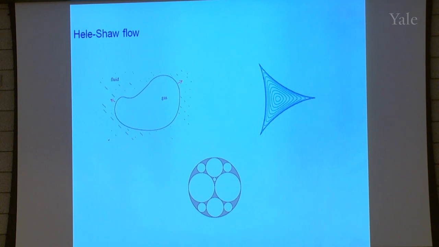Finally, let me mention that there's such a thing as Hele-Shaw flow, and under Hele-Shaw flow not only do quadrature domains remain quadrature domains, but also we have preservation of quadrature identities. So Hele-Shaw flow, if you are in analysis, you know what it is.